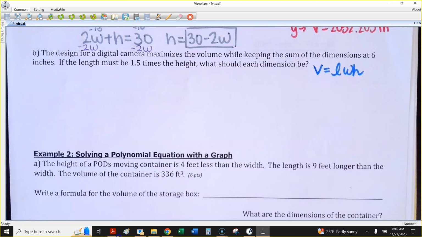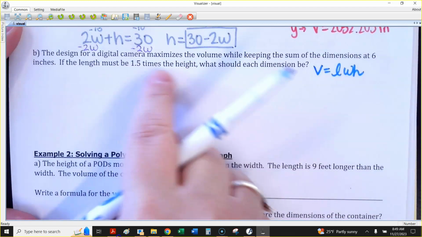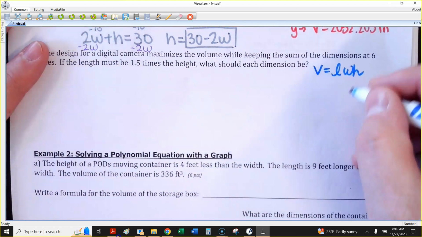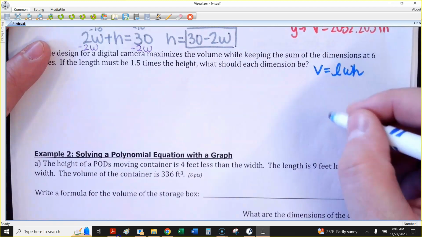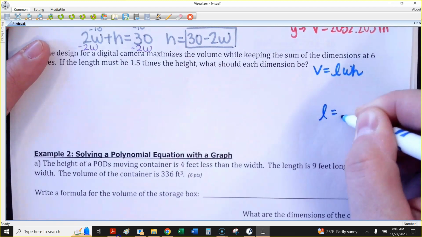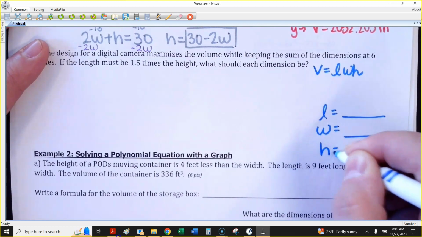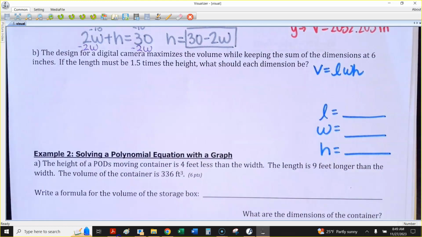And this says the design for the digital camera maximizes the volume while keeping the sum of the dimensions at 6. The length must be 1.5 times the height. What should each dimension be? Okay, so ultimately when I do this question, I need to tell the length, the width, and the height. Forgive me, I should have put a little answer blank just to make sure we answer that question. But we're going to say what all the dimensions are going to be.